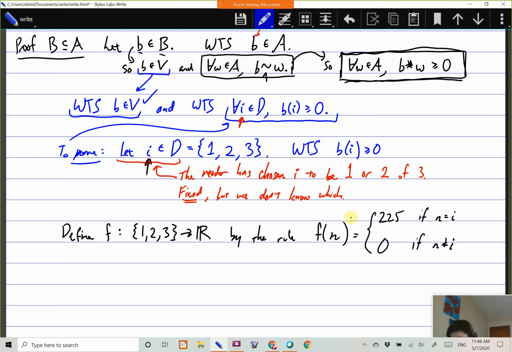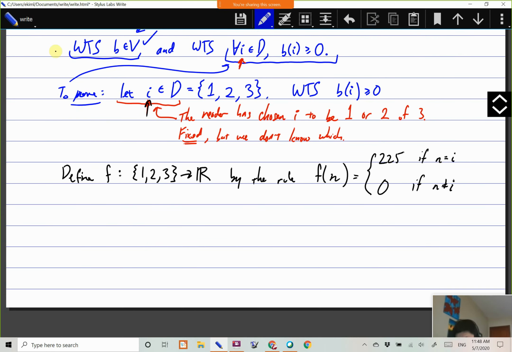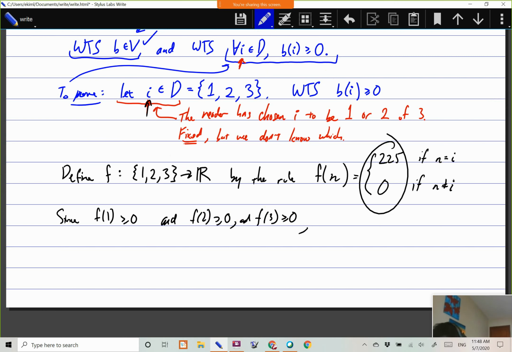Here's the thing though. Based on how I've defined the function, I want you to notice that f of 1 is greater than or equal to 0, and f of 2 is greater than or equal to 0, and f of 3 is greater than or equal to 0, right? Because all of the possible outputs are either a 225 or a 0. What we actually have here is little f belongs to capital A. I remind you a long time ago that capital A was a set of all these functions where the output's always greater than or equal to 0.